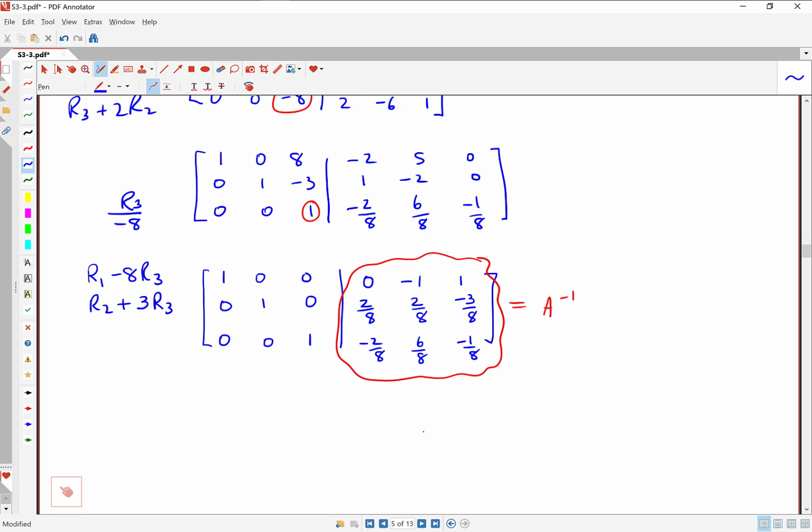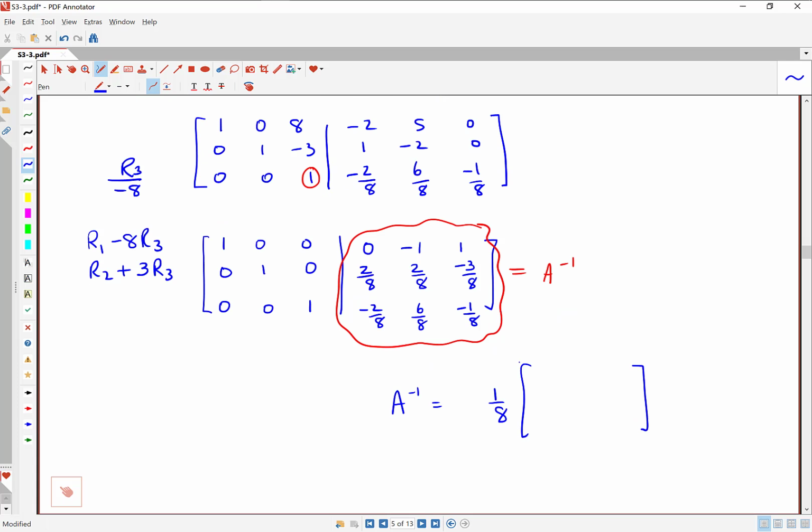Since there's so many numbers here that are over 8, another possibility is just to pull out the 1 over 8. Then that top row would really read as 0, negative 8 over 8, 8 over 8, and then you just pick out your coefficients from the other two rows. So there we go. We found A inverse for a 3 by 3 matrix. So that same process would work for 4 by 4, 5 by 5, etc.